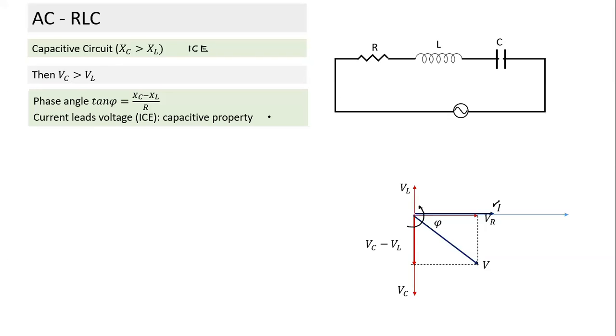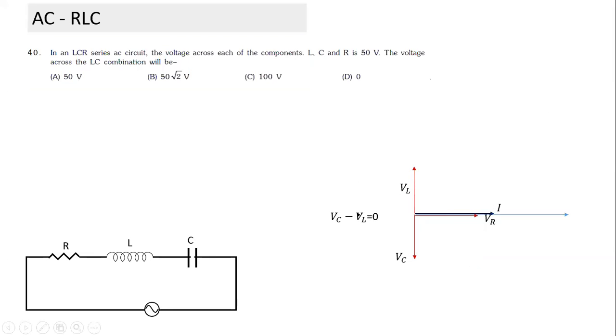And this is the property of capacitive property. And this is how the phasor will look like. No great difference conceptually. Both are very similar, but we have drawn the phasor for this also. Okay. Now we'll go through some applications of the same.